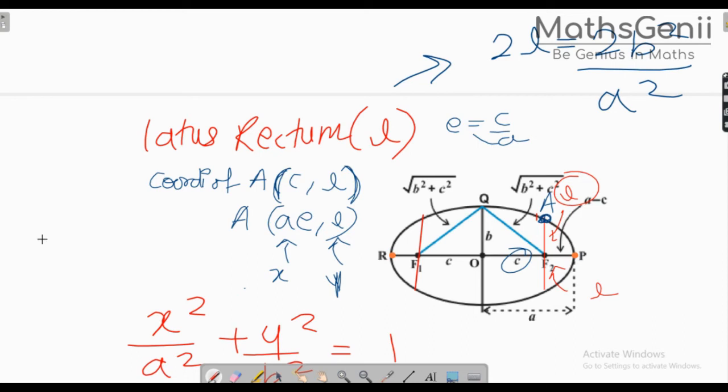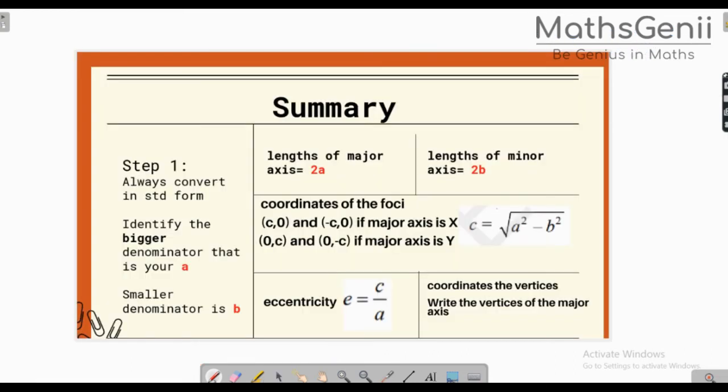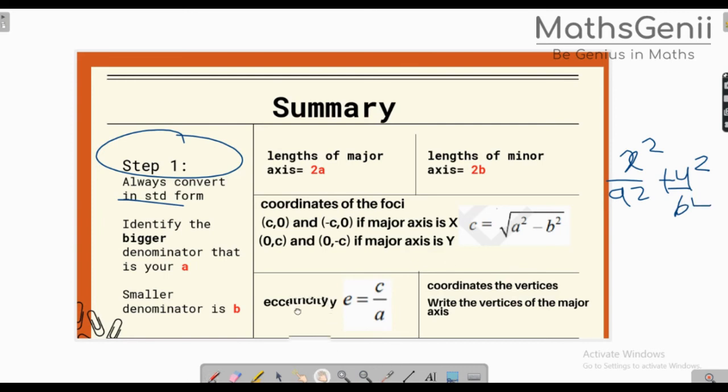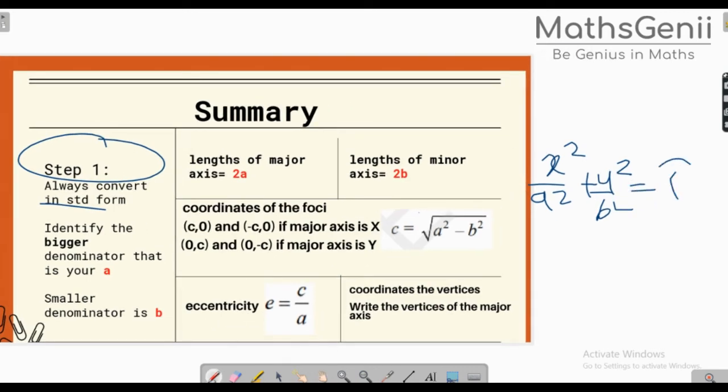Okay. Now the most important part is the summary. To solve any question, you need to have the summary in hand with you. Now let me explain this chart to you. Always step 1: convert to standard form. What is the standard form? x square upon a square plus y square upon b square is equal to 1. So always make sure that you have the is-equal-to-1 side. That is your standard form. After this only you can start the question.